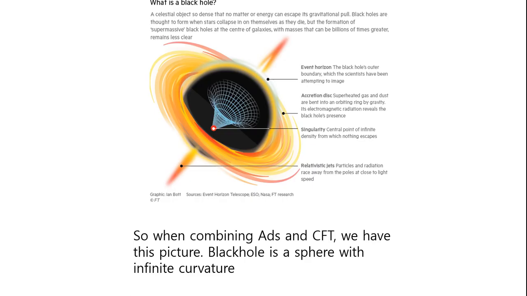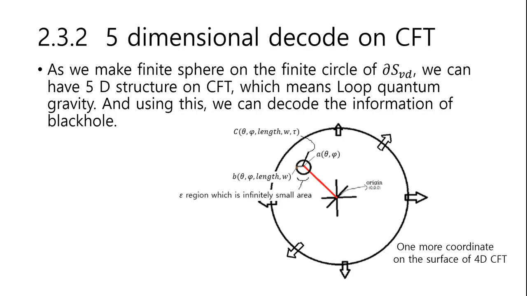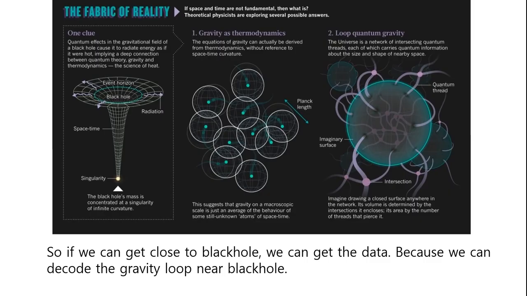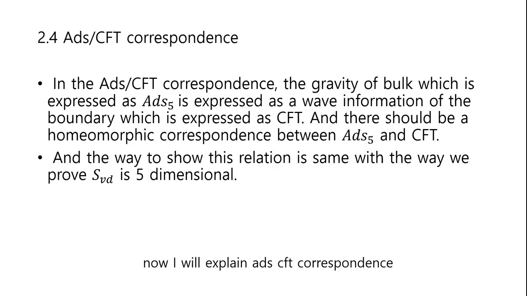So when combining AdS and CFT, we have this picture. The black hole is a sphere with infinite curvature. As we make a finite sphere on the finite circle of this 3D, we can have a 5D structure of CFT, which means loop quantum gravity, and using this, we can decode the information of the black hole. So if we can get close to the black hole, we can get the data because we can decode the gravity loop near the black hole. Now, I will explain AdS-CFT correspondence theory.